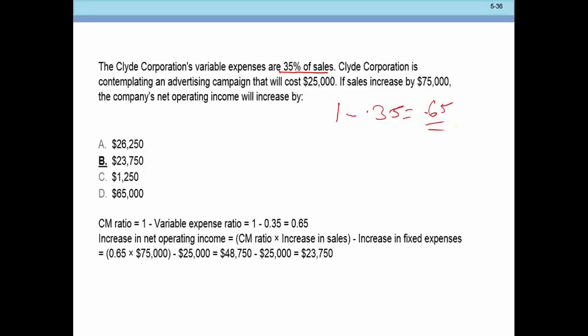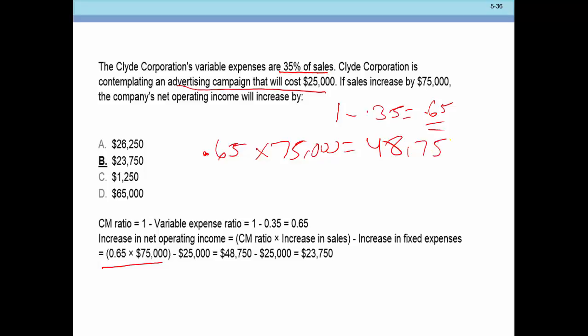Okay. And then they say if sales increase by 75,000, what will happen if we have an advertising campaign of 25,000? So what are we going to do? We're going to go ahead and pick up the 0.65 times 75,000. That's giving me the increase in my contribution margin, isn't it? Right? And that comes to what? Anybody got a number for me? 48,750.